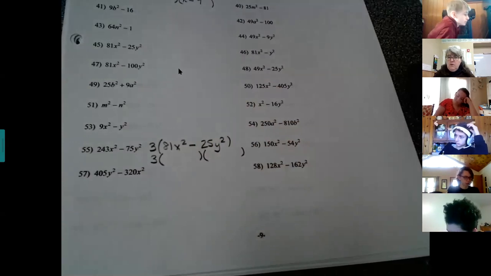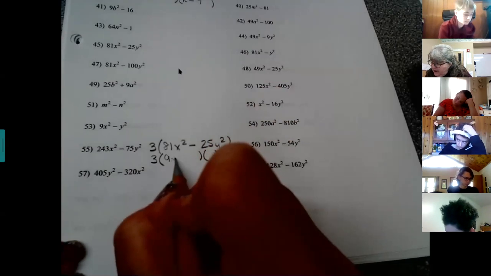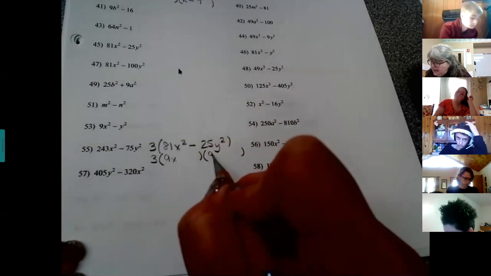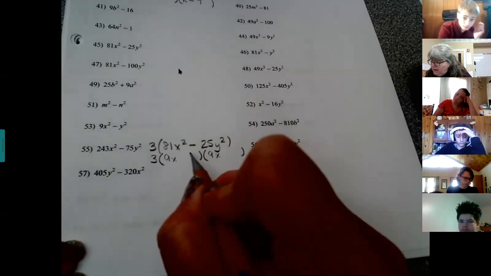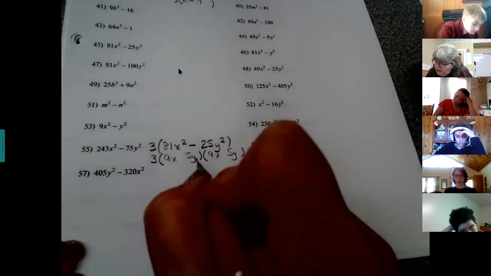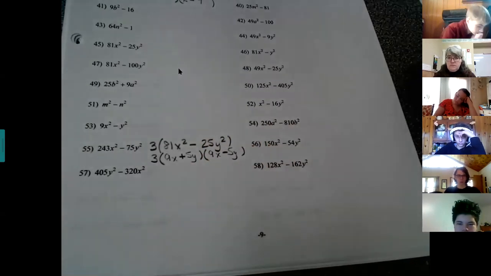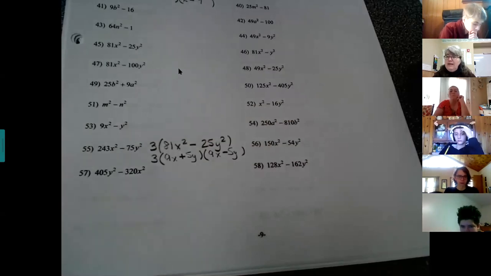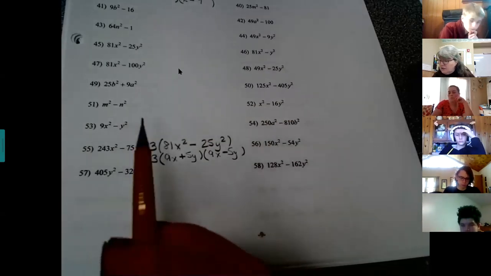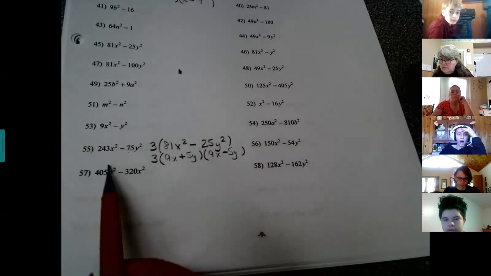Okay. So 81x squared is 9x times 9x, and 25y squared is 5y and 5y. One plus, one minus. Does that make sense? Yep. So guys, if you look at one and the numbers aren't squares immediately, there's a GCF. Does that make sense? Yep.